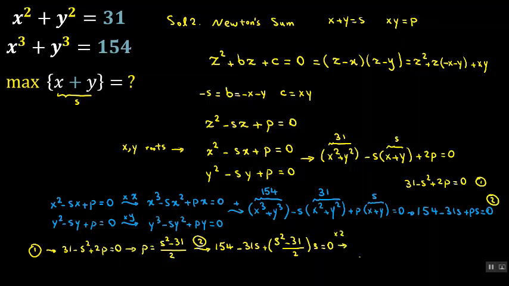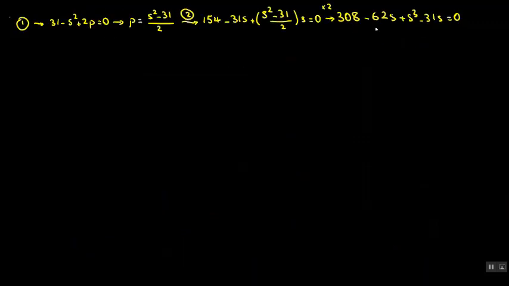Now, if we multiply by 2, it will be 308 minus 62s plus (s squared minus 31) multiplied by s, so it will be s cubed minus 31s equal to 0. Okay, we want to calculate the rest of that. So here we will have s cubed minus 62s minus 31s, minus 93s plus 308 equal to 0. And then it is a cubic function.